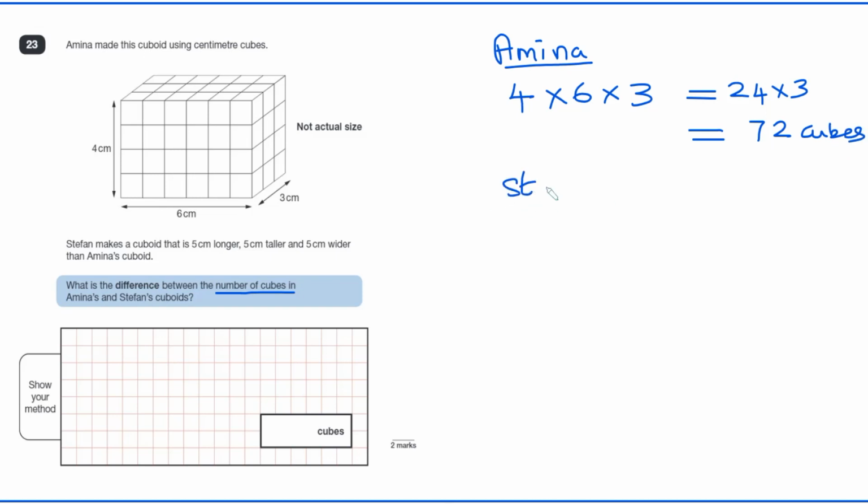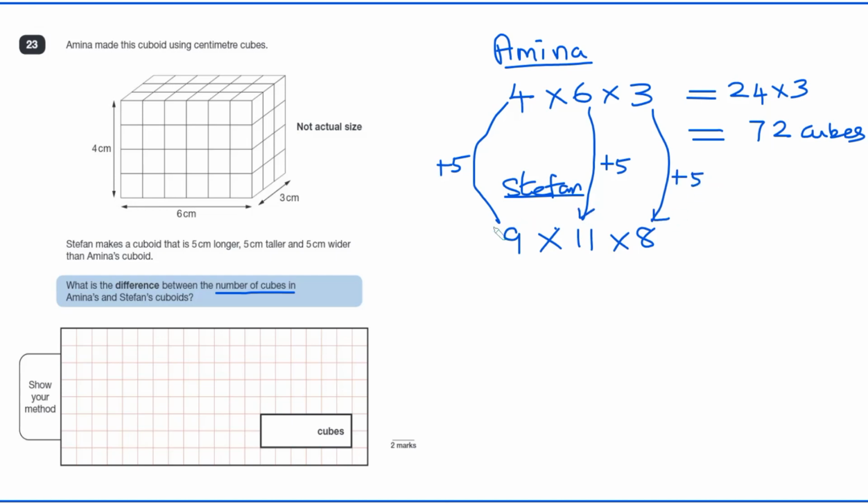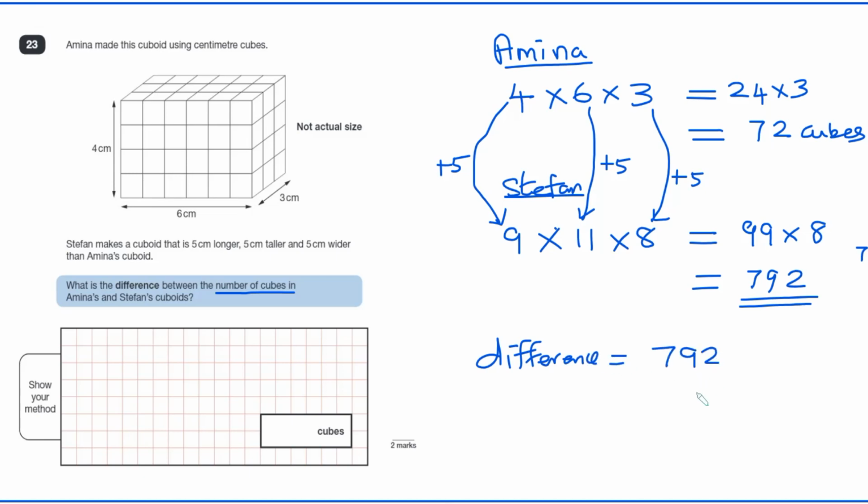Now Stefan's is 5 centimeters larger, taller and wider. So 4 plus 5 is 9, 6 plus 5 is 11, 3 plus 5 is 8. So all I am doing is adding 5 to each dimension. So 9 times 11 is 99, times 8. 8 times 9 is 72, 7. 8 times 9, 72 plus 7 is 792. So for the difference, we need to take 792 take away 72. The answer is 720. So the difference is 720. That's the end of the paper.